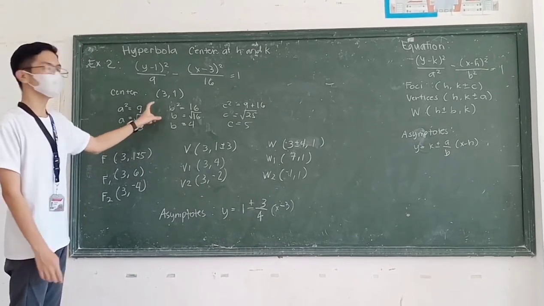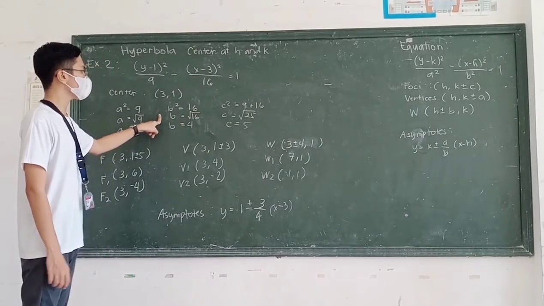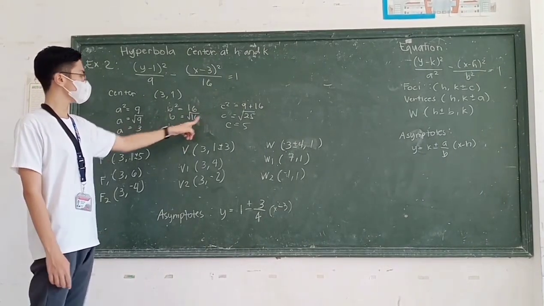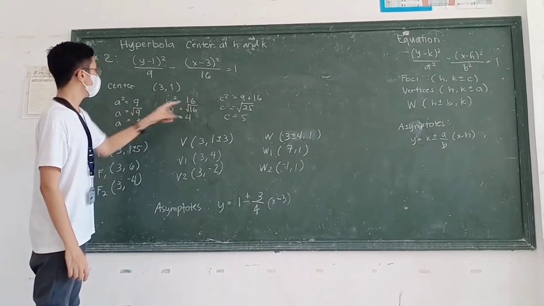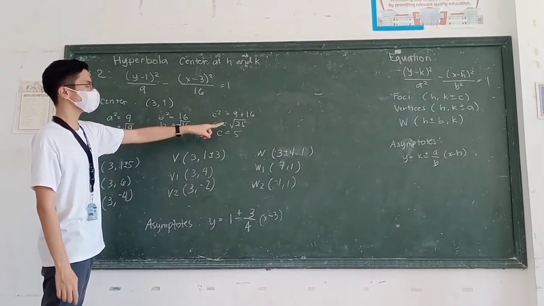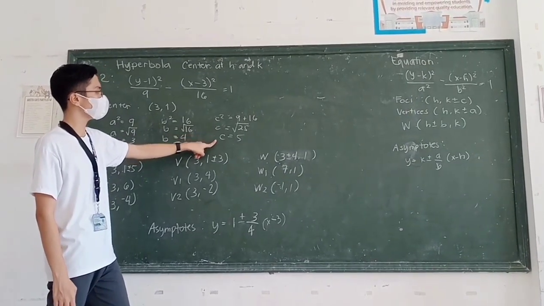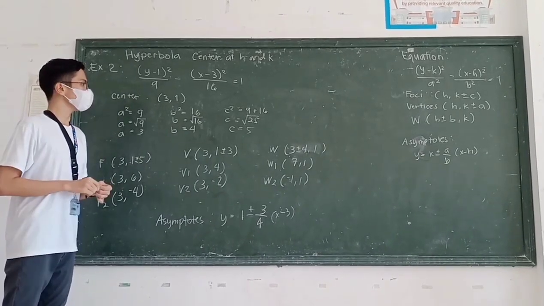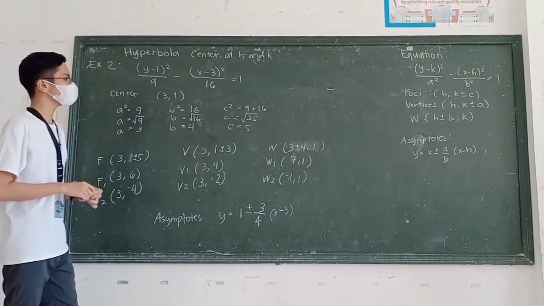Next, to determine the value of b, we need to substitute the value of b squared, which is 16. So b squared is equal to 16. b is equal to the square root of 16, and the square root of 16 is 4. So the value of b is equal to 4. To find the value of c, we need to add the values of a squared and b squared. So 9 plus 16 is equal to 25. c is equal to the square root of 25, and the square root of 25 is 5. So c is equal to 5. After finding the values of a, b, and c, now let us proceed in finding the parts of the hyperbola centered at (h, k).